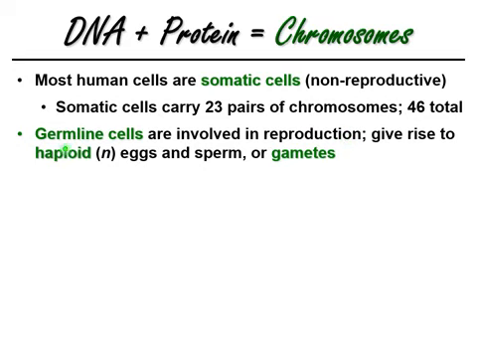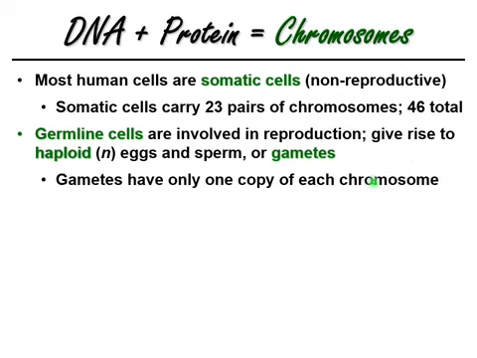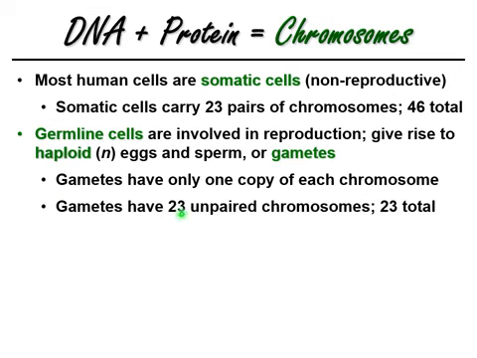So germline cells, as I was starting to talk about a moment ago, are involved in reproduction. They give rise to haploid eggs and sperm, and we call those things gametes. Gametes have only 1 copy of each chromosome. The germline cells are diploid, but they replicate their DNA once and divide twice. And so you end up with 4 gametes, or at least the precursors to gametes, that are going to have 23 chromosomes each, not 23 pairs of chromosomes like a diploid somatic cell. So gametes therefore have 23 unpaired chromosomes, 23 total, as opposed to 23 pairs, 46 total in somatic cells.